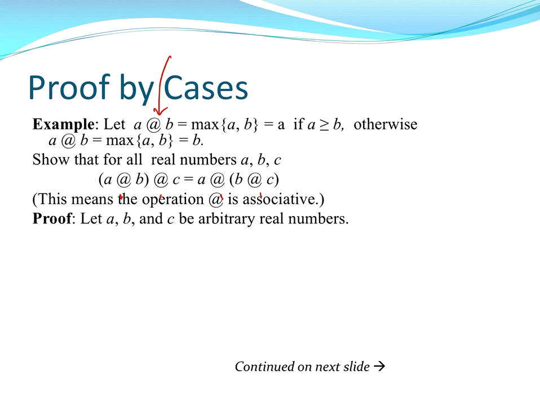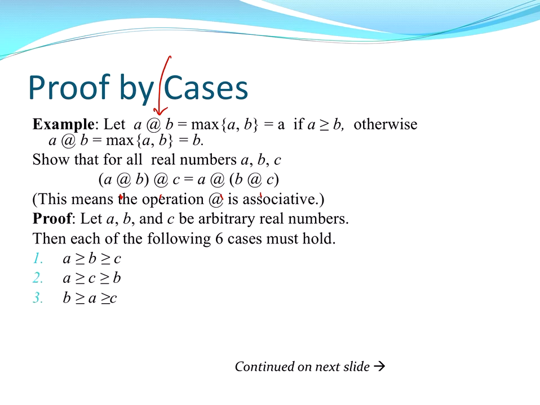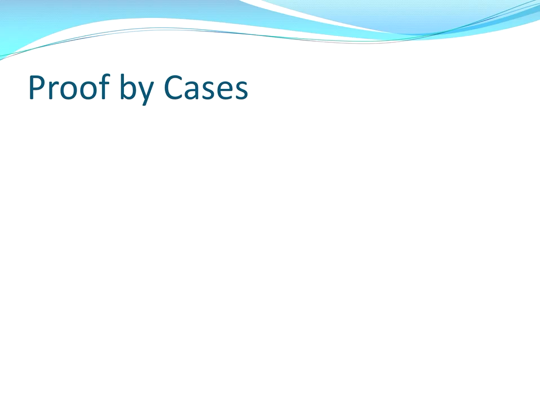So we're going to let a, b, and c be arbitrary real numbers. There are going to be 6 cases that we need to prove this for: if a is greater than or equal to b, and b is greater than or equal to c, or every possible arrangement of a, b, and c with respect to each other in terms of the greater than or equal to relation. We'll prove it for case 1.